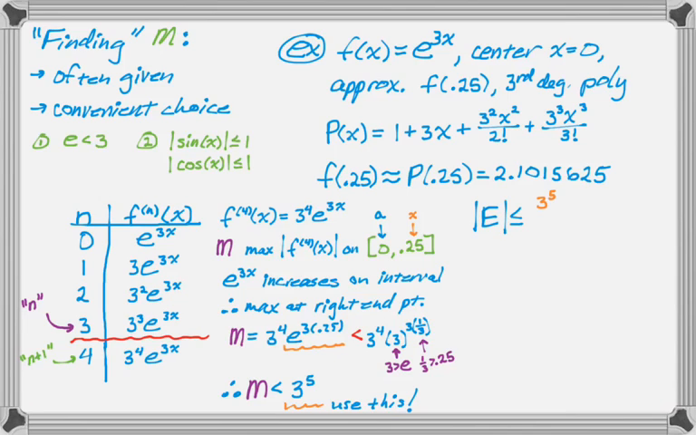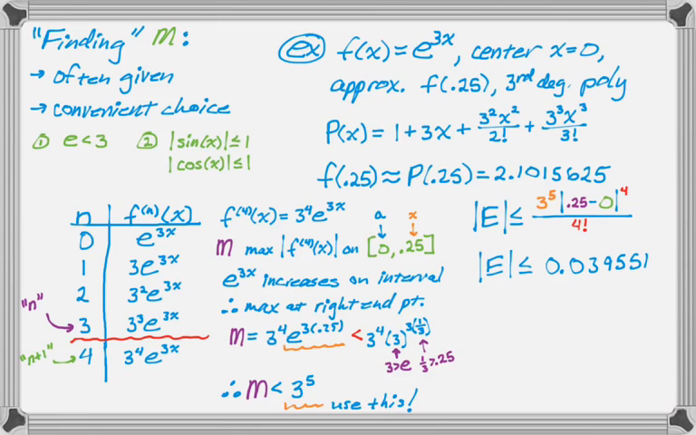Okay, so the absolute value of the error is less than or equal to m, but in this case I'm using a bound for m, so 3 to the 5th, times the absolute value of x, which is 0.25, minus a, which is the center, which is 0, to the n plus 1, but I already know that n plus 1 is 4. Using that table is really helpful in this context. To the 4th over 4 factorial, definitely a calculator type thing here. So I get the absolute value of the error is less than or equal to 0.039551, which is pretty small, right? Like 0.04-ish. You're not very far off.